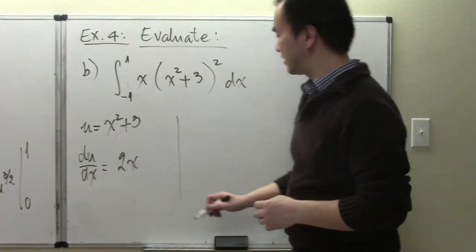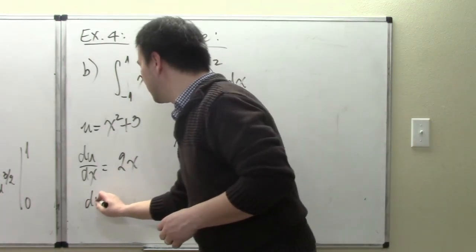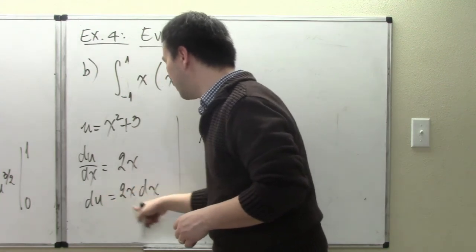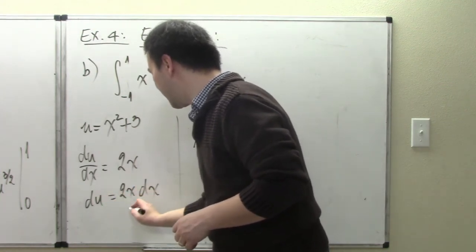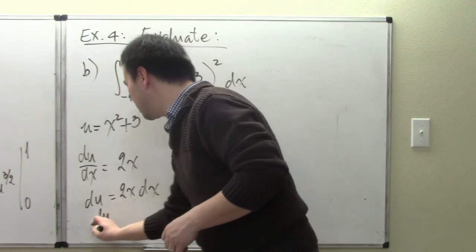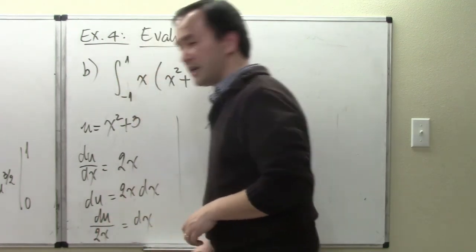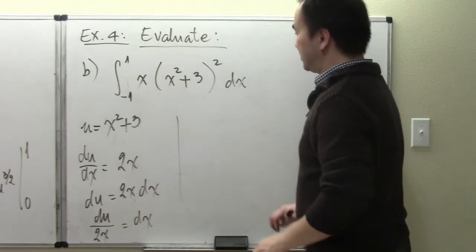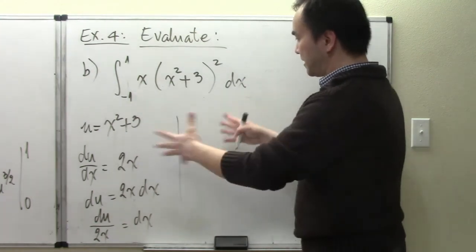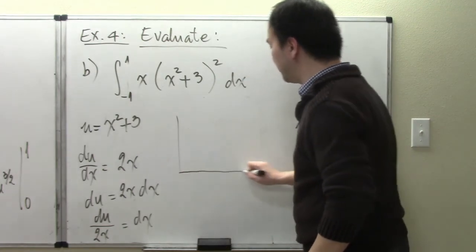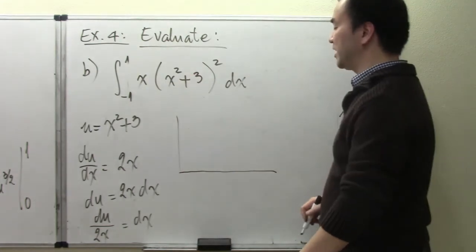Okay, and my du will equal 2x dx, and solving both sides for dx, we're looking at du over 2x equals dx. All right, and so now one by one I'm going to put all the pieces together, and I also forgot to substitute the values for the two ends right here.